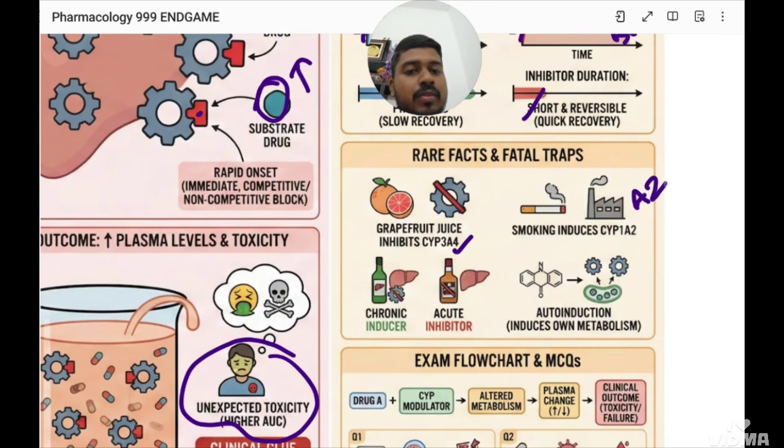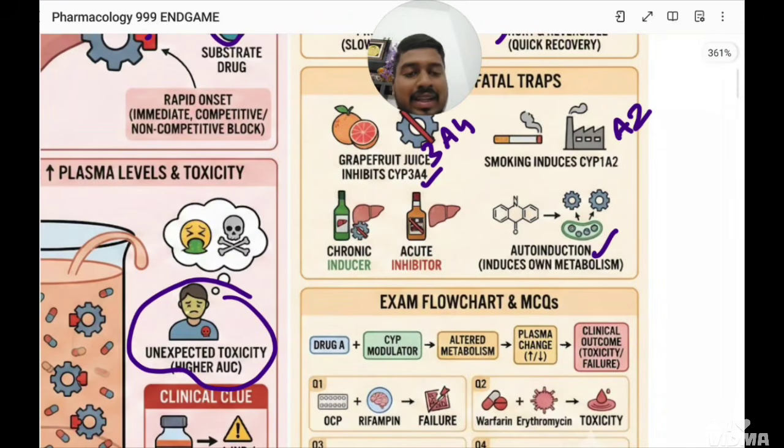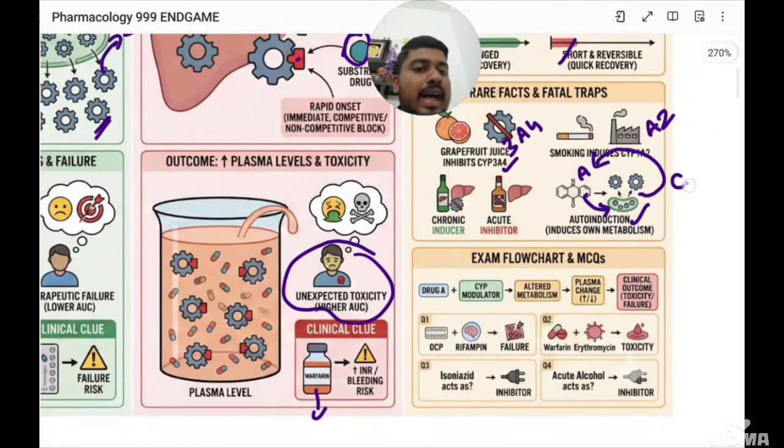Okay, CYP1A2 is for smoking, and CYP3A4 is for grape juice. Now there is something known as auto-induction, which means a drug induces an enzyme. Drug A induces some cytochrome enzyme, which then metabolizes the same drug. This is seen in the case of carbamazepine. This is the classical example of carbamazepine.